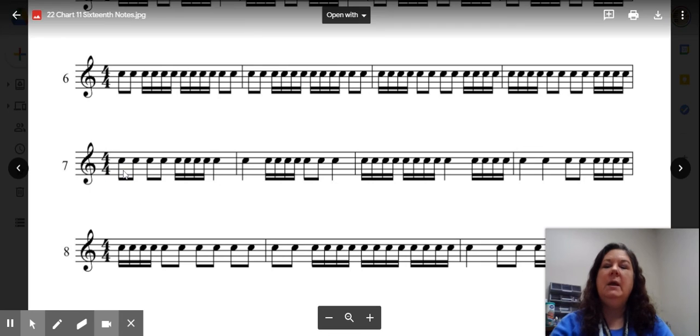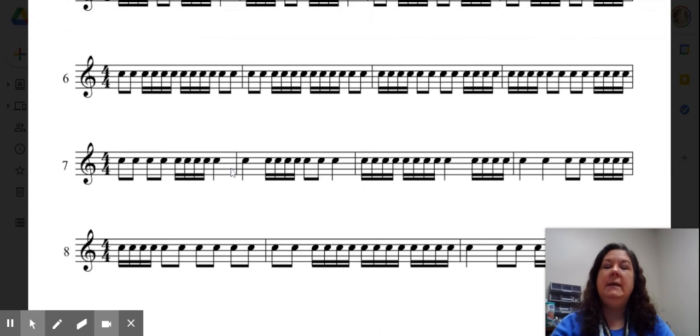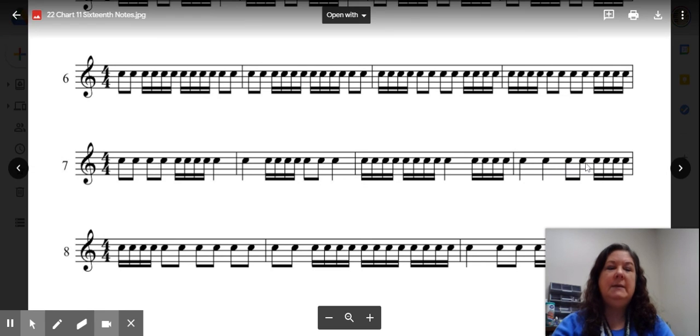So let's do this measure. Down, up, ready, and count. 1 T, 2 T, 3 T teta, 4, 1, 2 T teta, 3 T, 4, 1 tita, 2 tita, 3, 4 tita, 1, 2, 3 te, 4 tita.